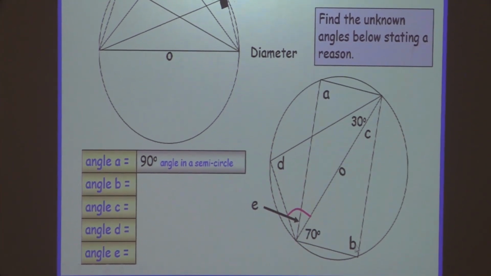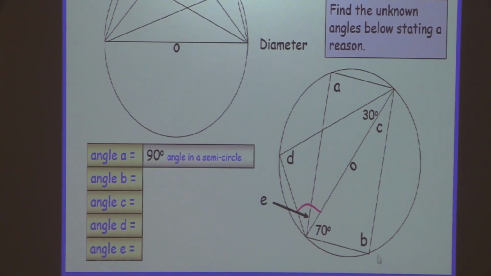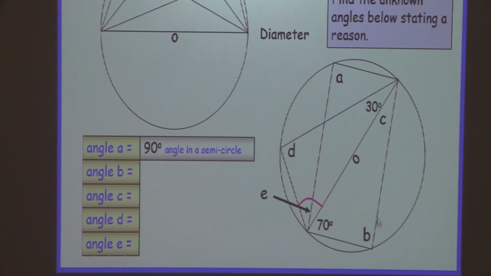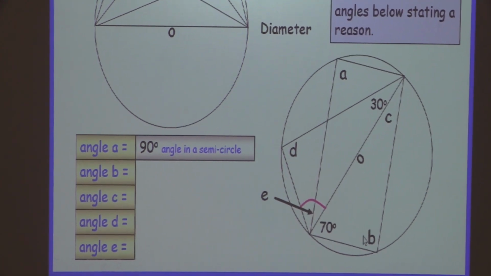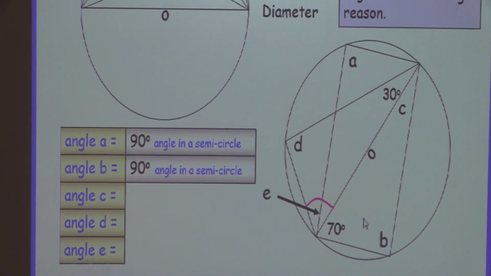Look at B. B is here. This is a diameter. It forms this angle. So all the time a diameter would subtend an angle which is equal to 90 degrees. Hence the value of B will be 90 degrees, angle in a semicircle.